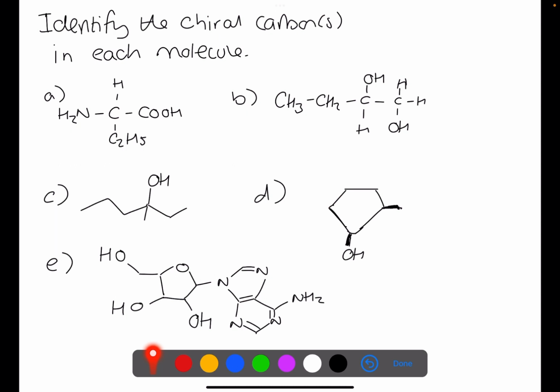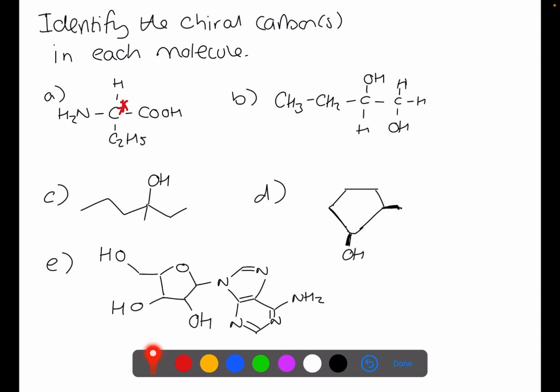For identifying chiral carbons, you want to have a look at each carbon in the structure, and you're looking for one which has 4 different things attached to it. So for the first one, it's quite easy to see. We've got this carbon in the centre with a hydrogen, an NH2, C2H5, and then a COOH attached. So we'll put a little star beside that one.